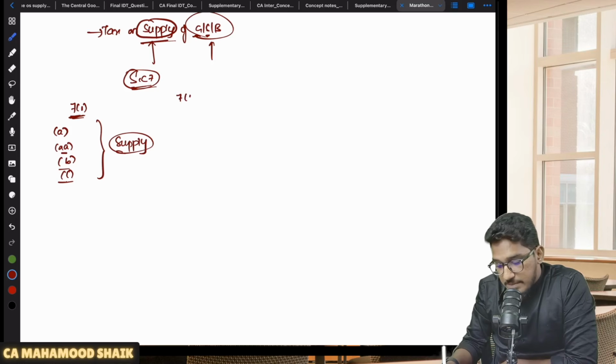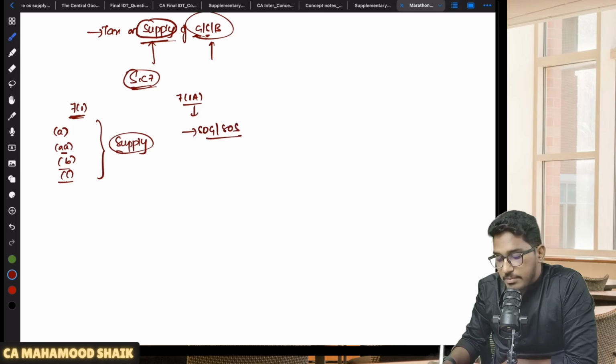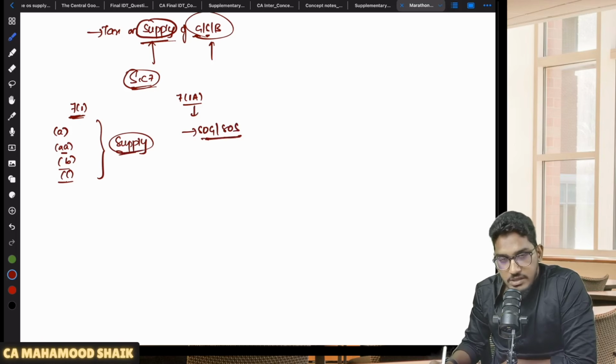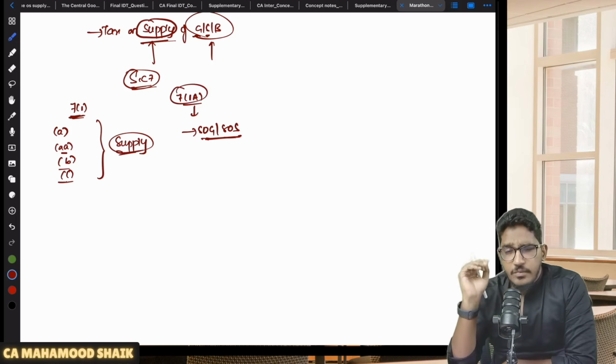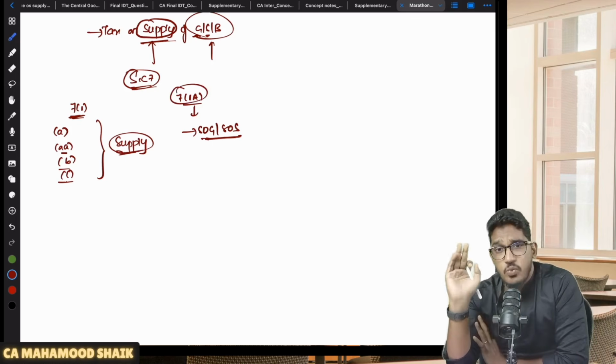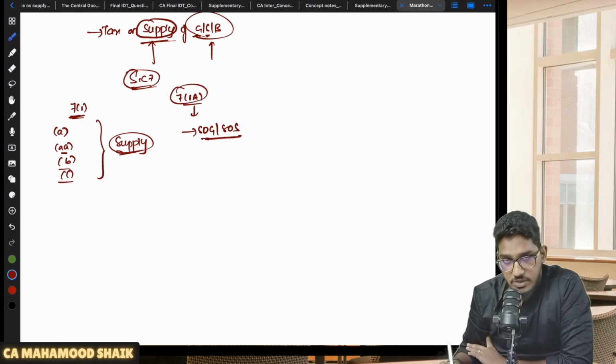Then we have section 7, subsection 1A, which says that once an activity has been classified as supply, the next question will come: will it be treated as supply of goods or will it be treated as supply of services? Once an activity has been classified as supply, whether it will fall under supply of goods or supply of services, that question will come. That has been clarified by 7.1A. So once an activity has been classified as supply, whether it will be falling under supply of goods or supply of services, is clarified there.